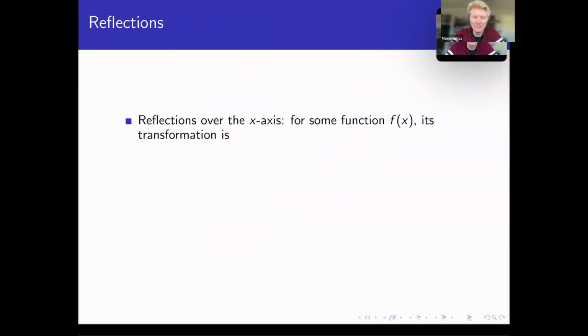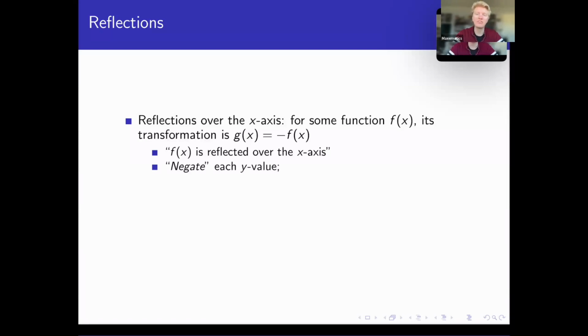Okay, reflections. So reflections are another type of rigid transformation because you're not changing the shape of the graph, you're still only changing its location. For reflections over the x-axis, its transformed version is negative f of x, specifically with that negative sign on the outside. Okay, so we say f of x is reflected over the x-axis, but what we're going to do is negate each y value.